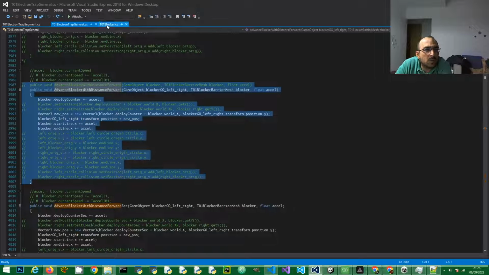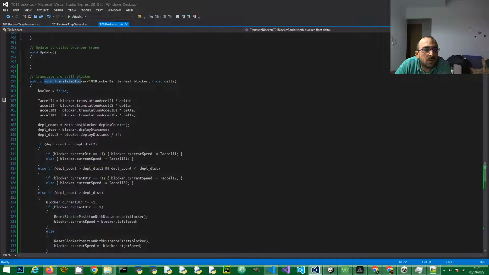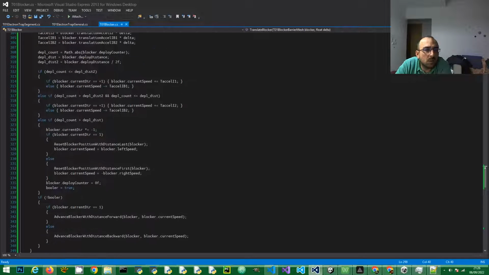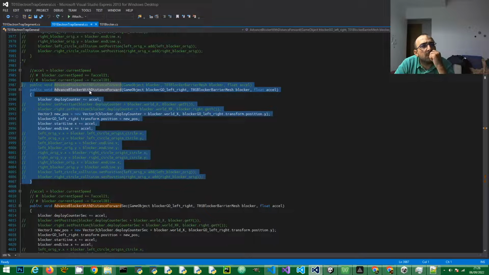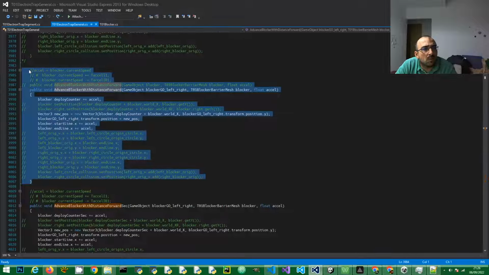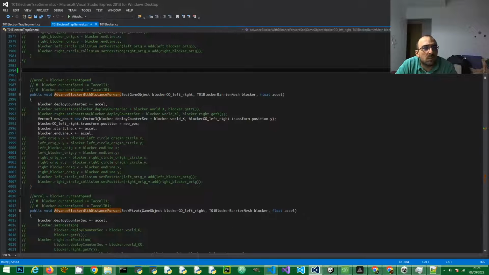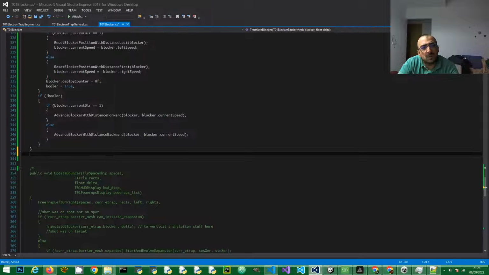Let me think where we will put this function. So this is the translation method that basically moves the blocker, and it resets its direction, it's good. So we'll have to put it here now. Yes, I have to put it here. So we add another function here. Good.